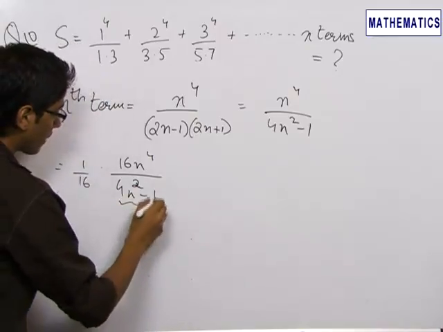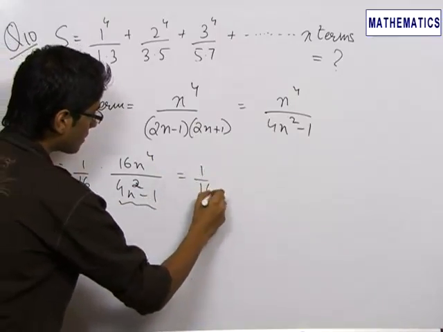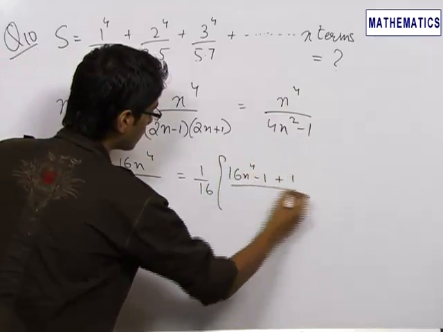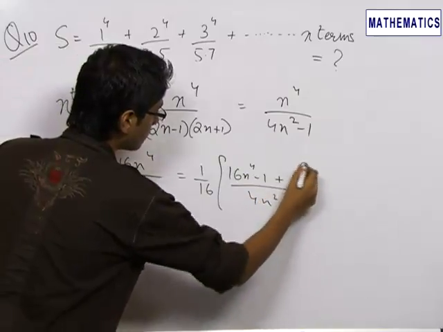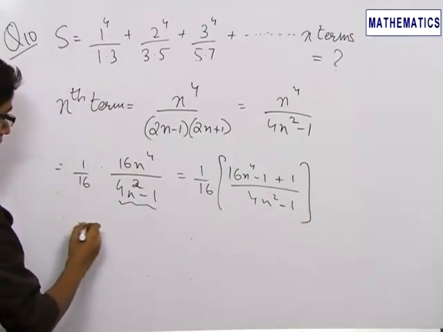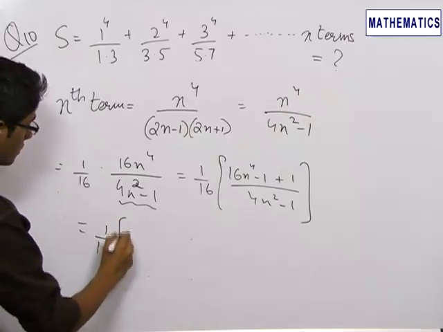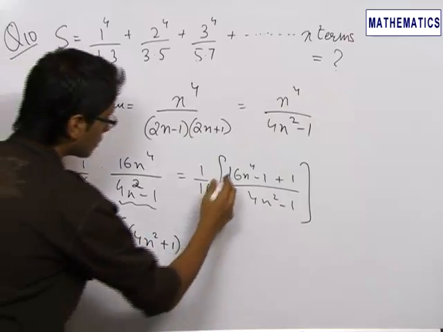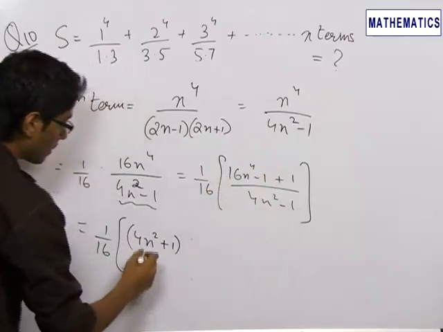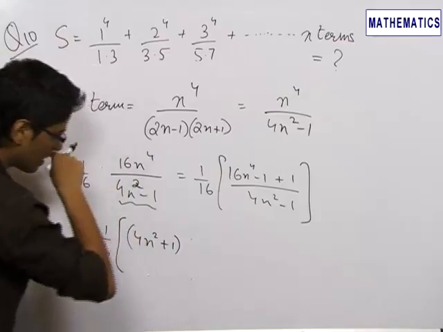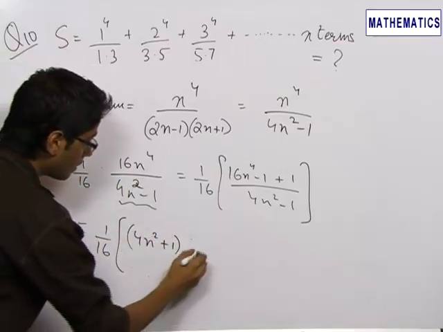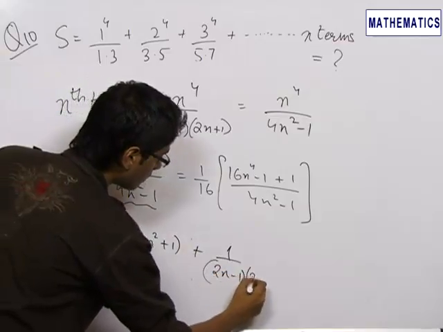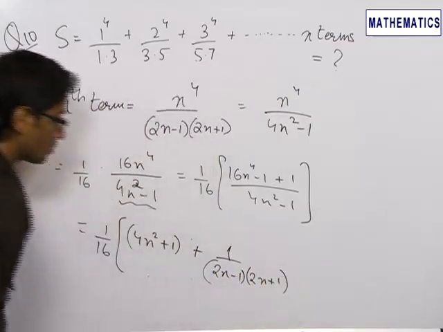Now, in order to cancel this factor, we make this as 1 by 16 times (16n power 4 minus 1 plus 1) upon 4n square minus 1, which gives us 1 upon 16 times (4n square plus 1). This is a square minus b square upon a minus b, which becomes a plus b, and this becomes 1 upon (2n minus 1)(2n plus 1).